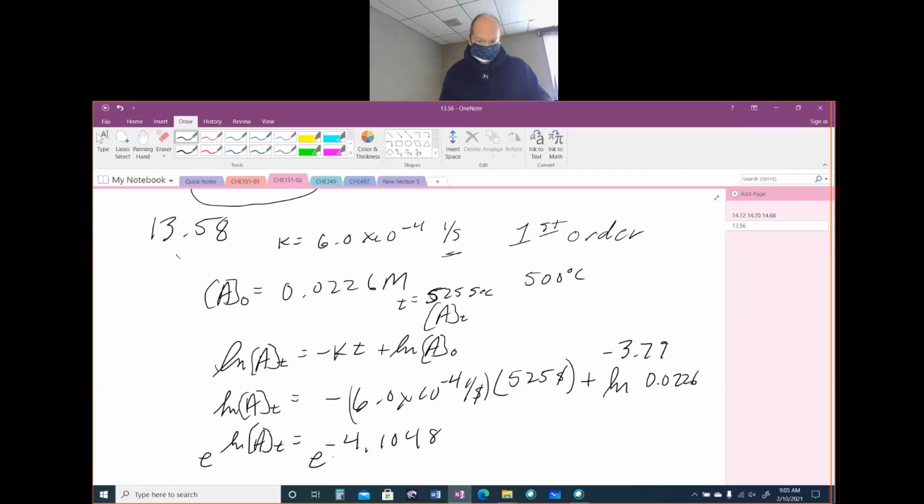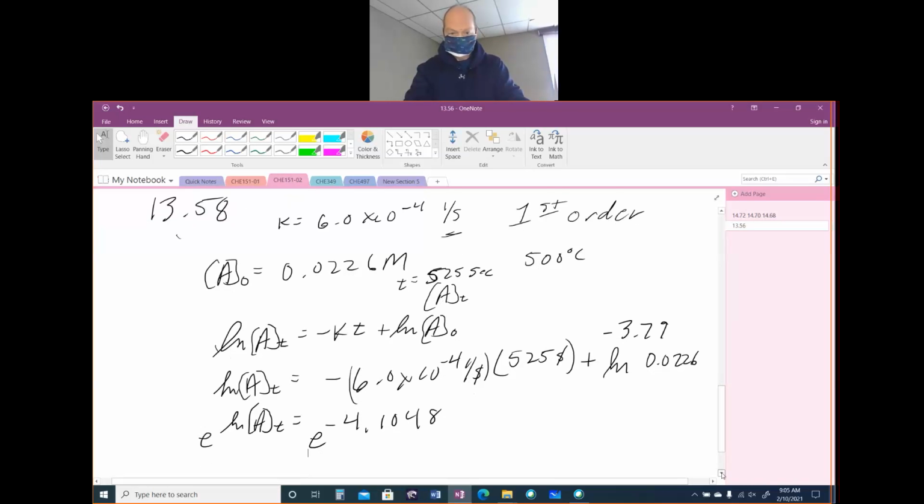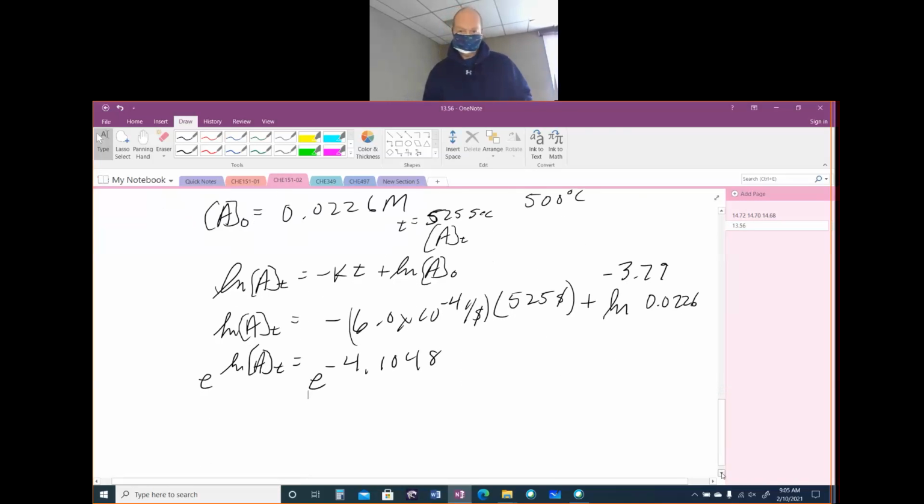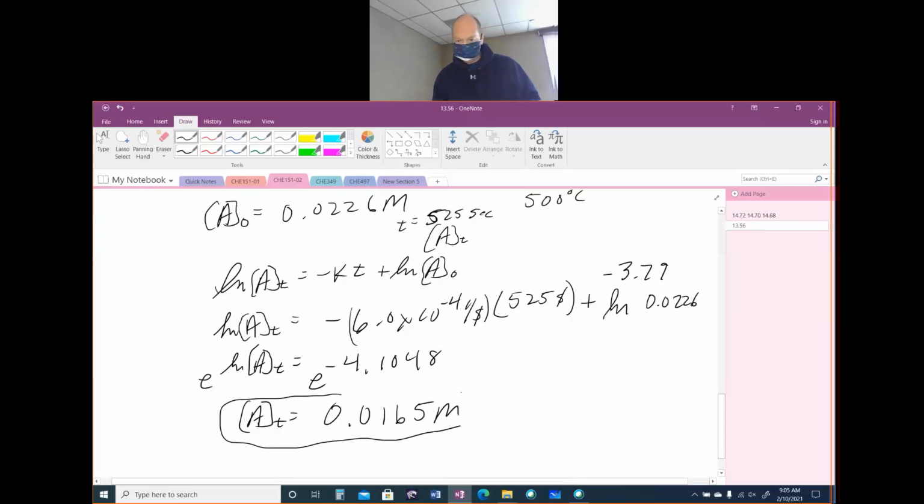All right, and so when you take your e to the negative 4.1048, you get your answer. And that is 0.0165. All right, so you have to be able to use your calculator, plug in the numbers, push the buttons, and you know it's got to be a smaller number.